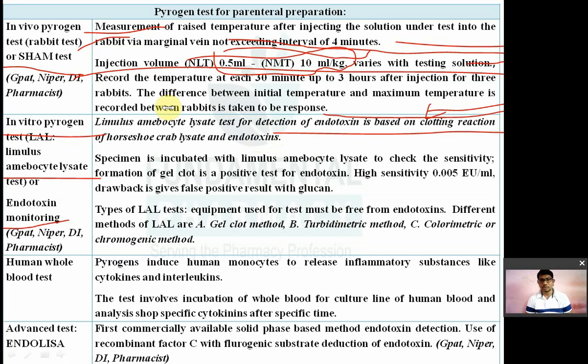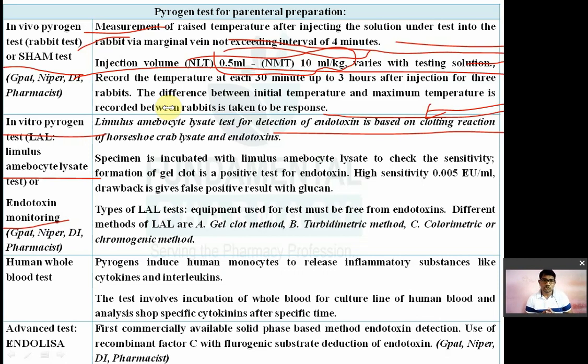It is based upon the clotting reaction of horseshoe crab lysate, that is the enzyme present in the blood of the crab, and endotoxin. तो अगर आपके प्रोडक्ट में एंडोटॉक्सिन है या फिर पायरोजन है, तो पायरोजन लाइसेट एंजाइम के साथ रिएक्ट होके क्लॉटिंग फॉर्म करेगा. That means there is a positive test. If there are pyrogens, if there are endotoxins, then the blood of this crab will be clotted.